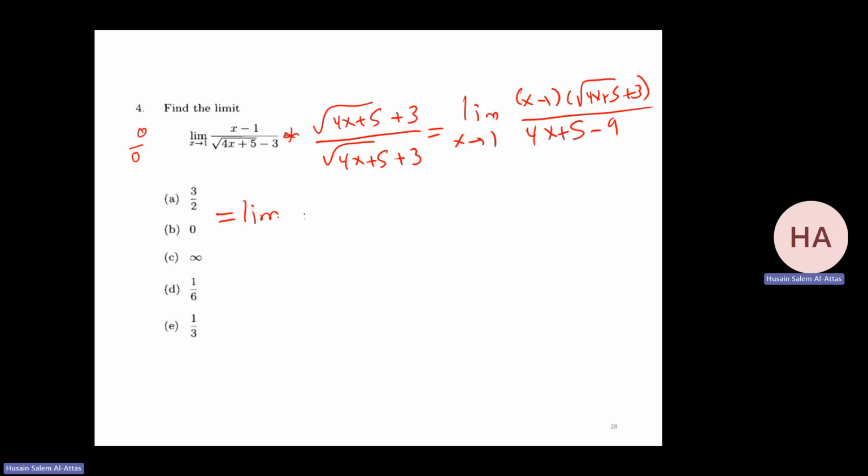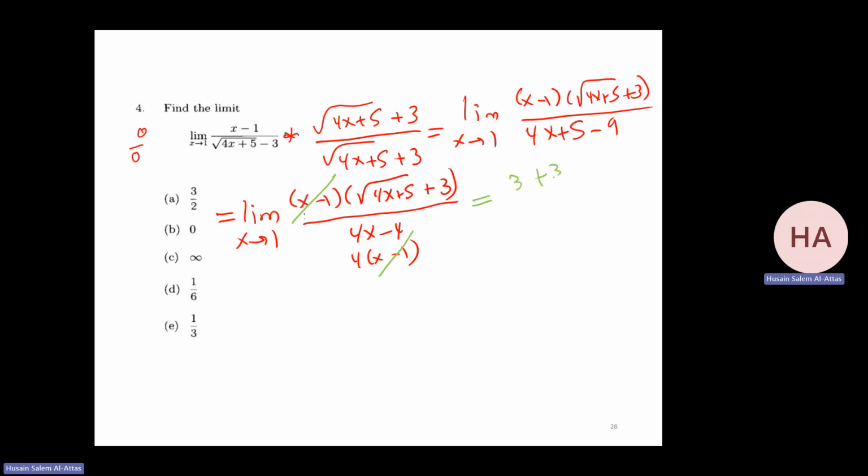Okay, that will be the limit as x goes to 1 of x minus 1 over 4x minus 4. In other words, it's 4 times x minus 1, which means I can cancel this with this. Just substitute, you get what? 4 plus 5, that will be 3 plus 3 over 4. Because this is cancelled, I have 6 over 4, which is 3 over 2. And that would be that.